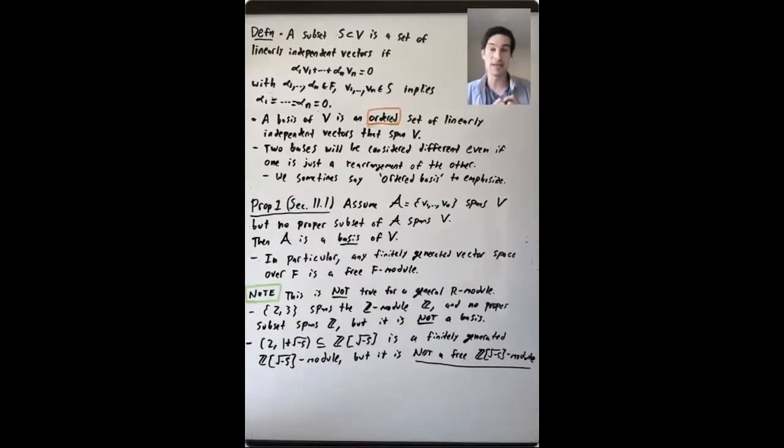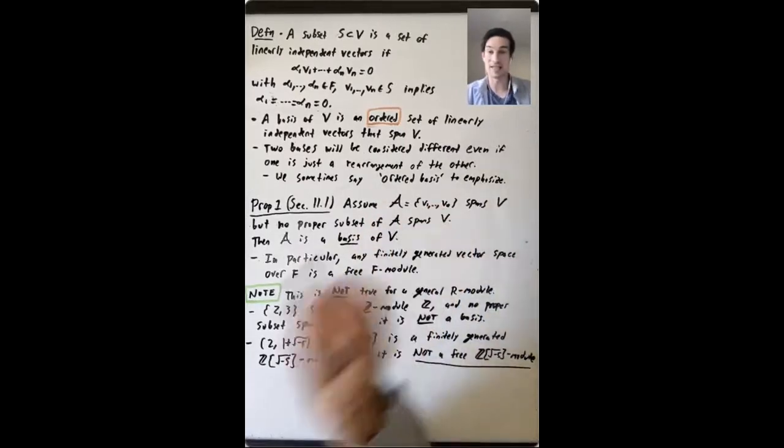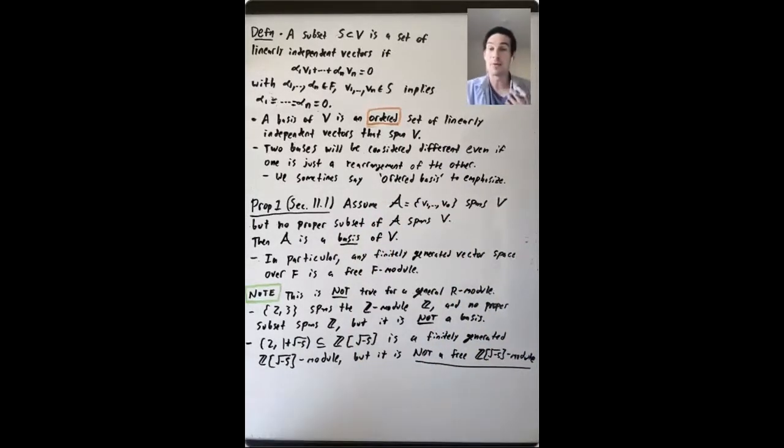One reason for doing this is that an application that we're going to see at the beginning of the next lecture is going to involve counting all of the different bases for a particular vector space. So if we want to count these things, then it really matters whether we consider two bases to be the same or different if one is a rearrangement of the other.